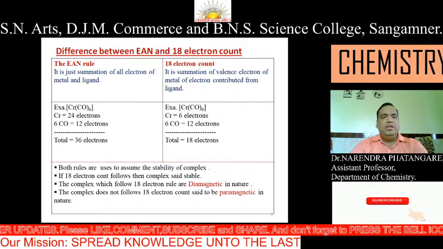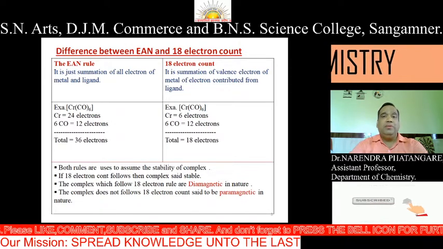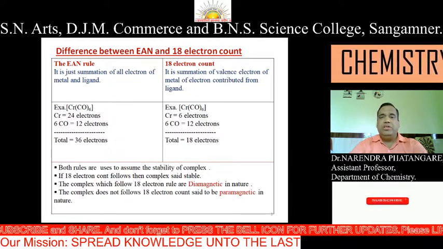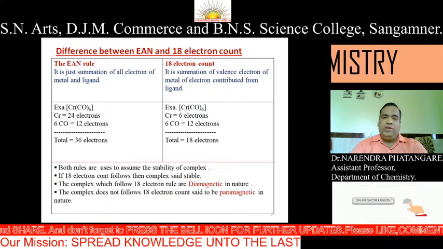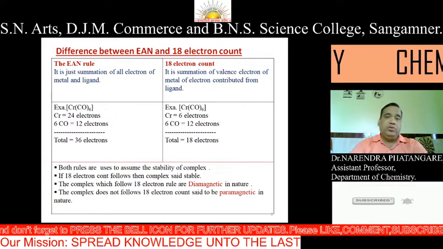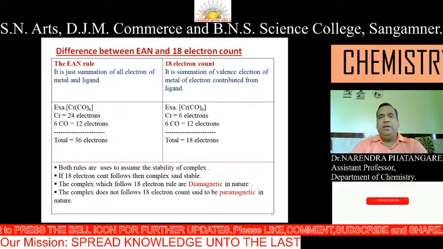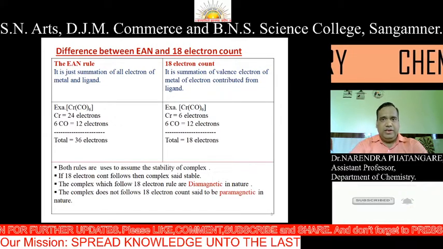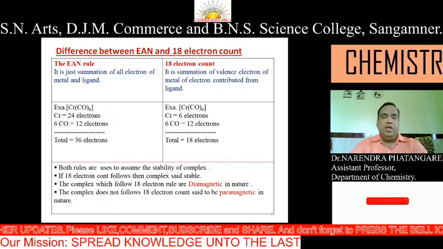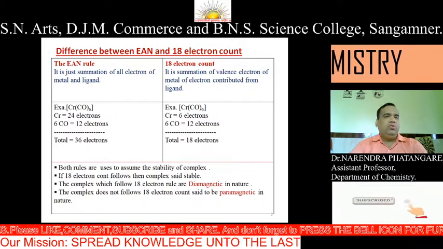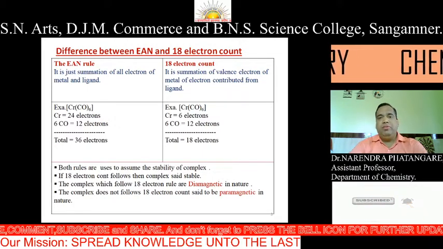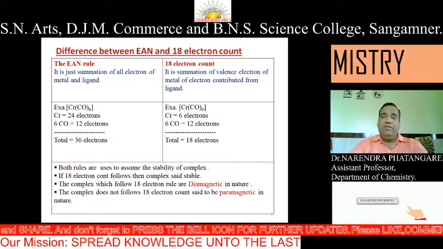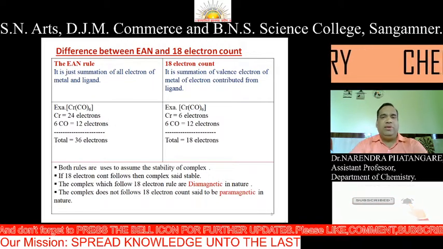For example, Cr(CO)6, in which chromium has atomic number 24 and 6 carbonyl ligands are there. One carbonyl ligand donates 2 electrons, therefore 6 into 2 is 12 electrons, and the total count becomes 36. Therefore the EAN of Cr(CO)6 is 36. Whenever the EAN is 36, 54 or 86, the molecule is called a stable molecule, because this is the same number as the atomic number of the noble gases, and therefore it is considered a stable complex.